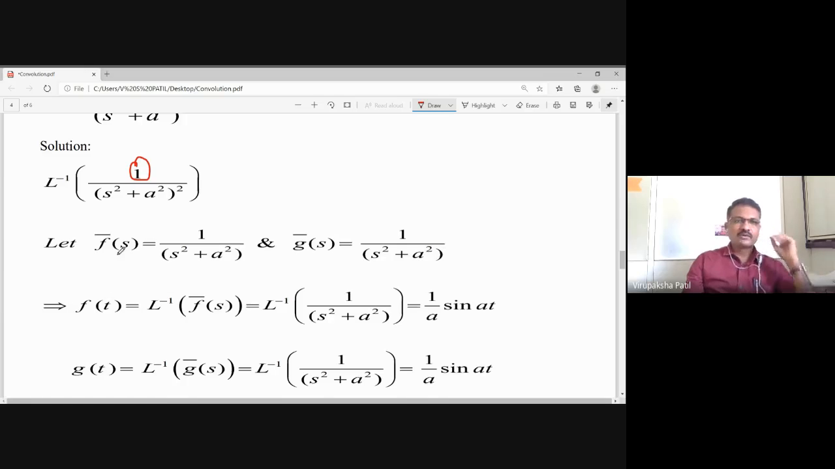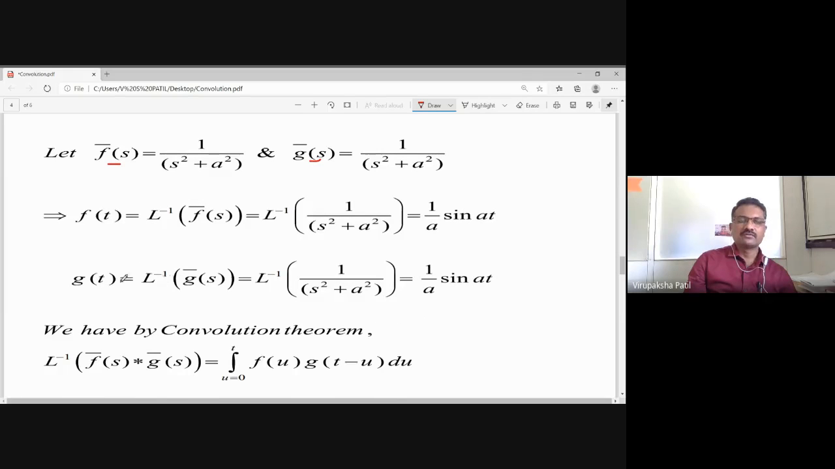Quickly, immediately after getting this, you have to find f of t. Therefore f of t is equal to L inverse of f bar s. So f bar s is 1 divided by s square plus a square. L inverse of 1 divided by s square plus a square is equal to 1 divided by a into sin at. Similarly, g of t is equal to L inverse of g bar s, that is L inverse of 1 divided by s square plus a square. This is also 1 by a into sin at.